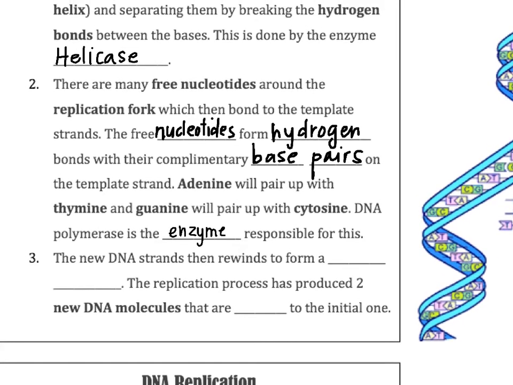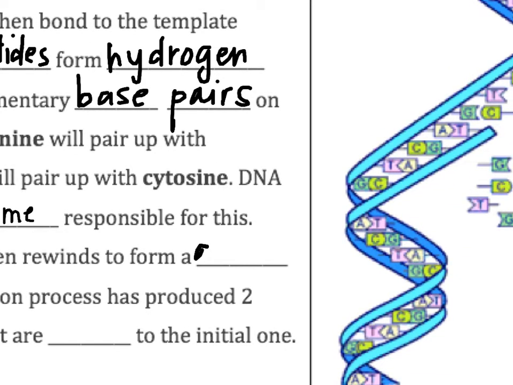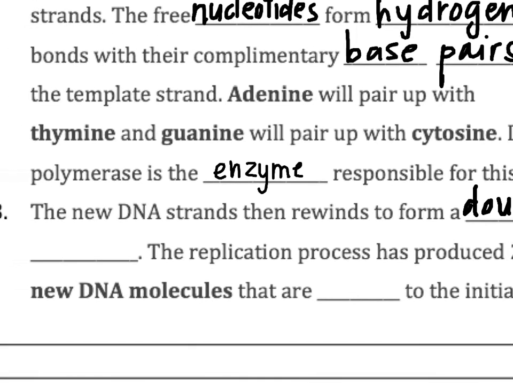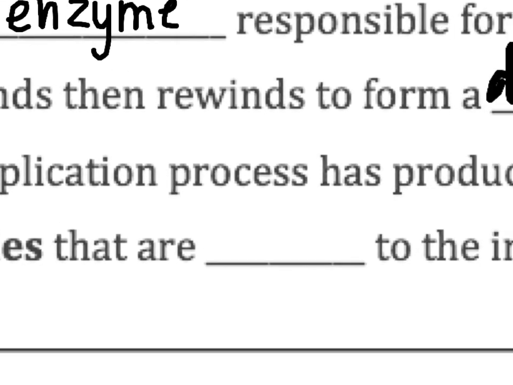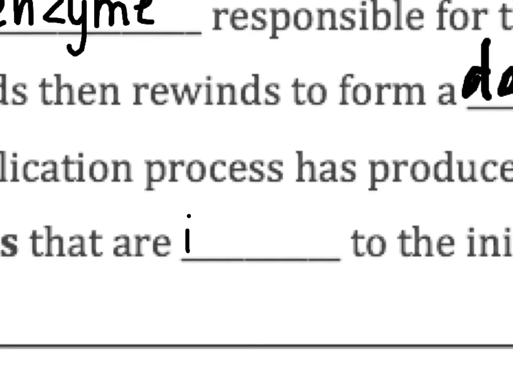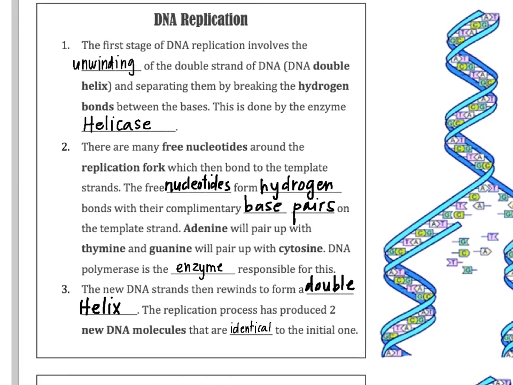The last thing that's going to happen in DNA replication is that the new DNA strand will rewind, and it's going to coil itself up to form a double helix. And the result of DNA replication is that you get two new strands that are identical to the original strand. They're exactly the same. So that is DNA replication.